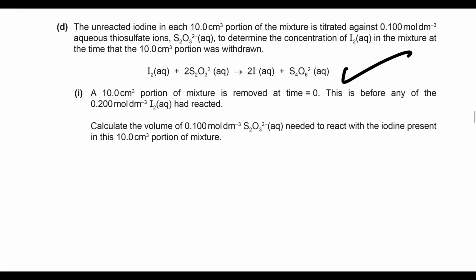So this question: a 10 cubic centimeter portion of the mixture is removed at time 0. That means at this time iodine hasn't reacted. This is before any of the 0.2 mole per cubic decimeter iodine solution had reacted. That means it's not reacted right now. Calculate the volume of thiosulfate. So here is the reaction between this one and this one.